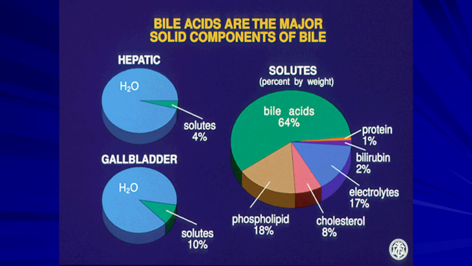Now, as you know, gallbladder bile is more concentrated than hepatic bile. The gallbladder concentrates bile. So in gallbladder bile, solutes are about 10% of bile, while in hepatic bile they're about 4%.